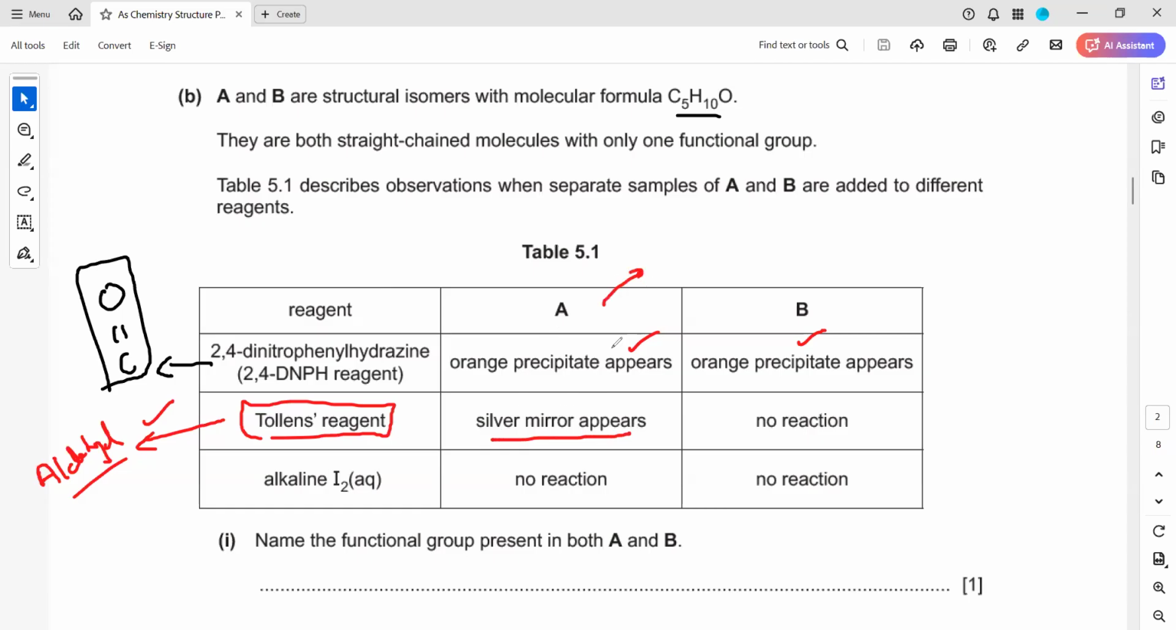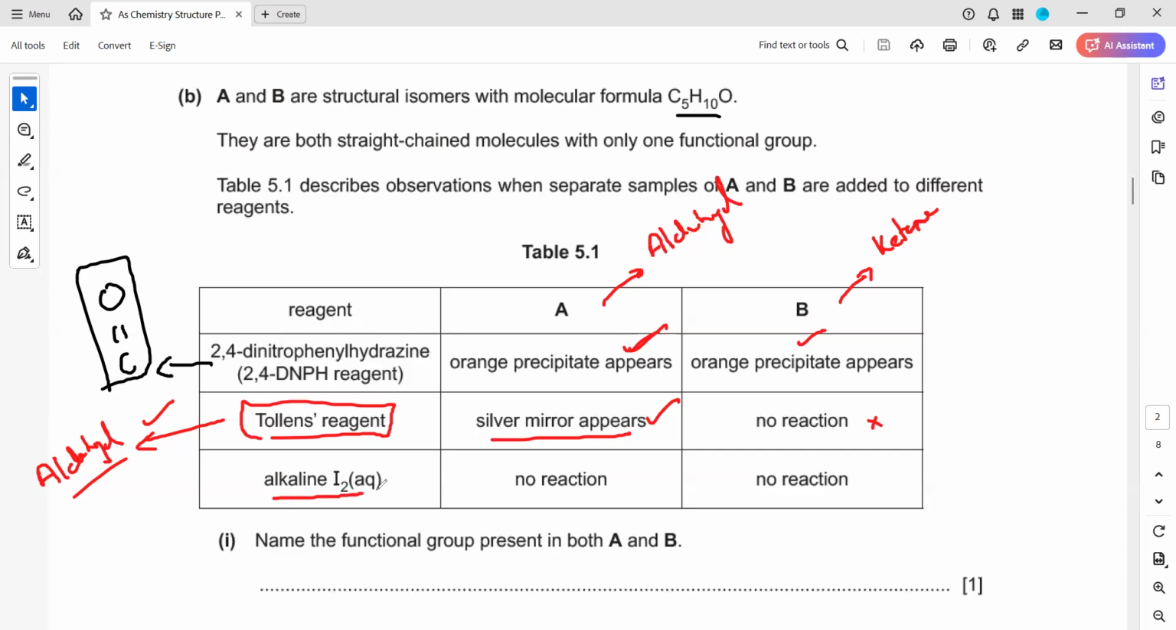So this gives an idea that compound A is an aldehyde. So the first test identified that it is a carbonyl group, and the positive result of the second test indicates that compound A is an aldehyde. And B gives a negative result. So because it is a carbonyl group and it gives a negative silver mirror test with Tollens' reagent, this gives an idea it's a ketone.